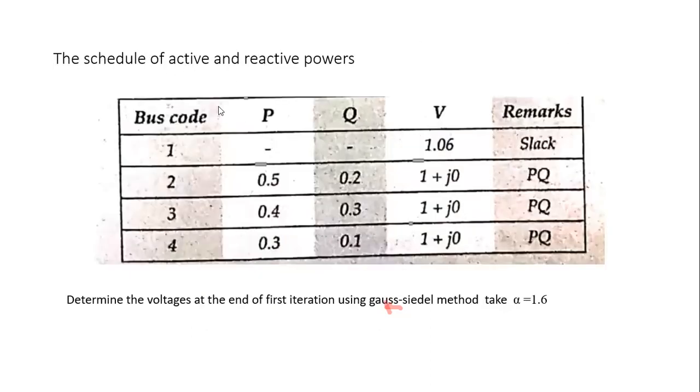And this is the schedule for the active and reactive powers. These are the bus codes, buses 1, 2, 3, 4. The terms are P, Q and V. The first bus we take as the slack bus. The second bus is a PQ bus, the third bus is a PQ bus, and the fourth bus is also a PQ bus.